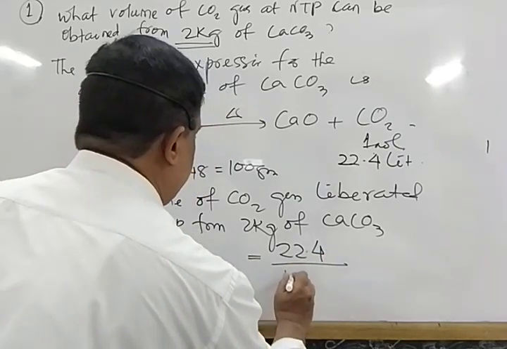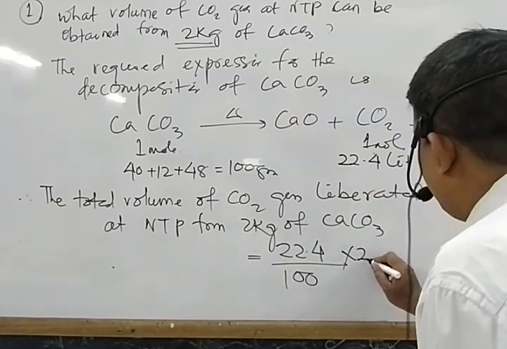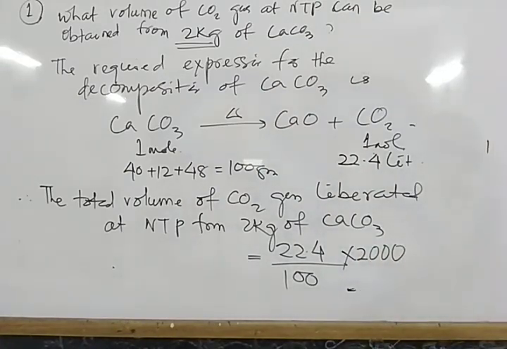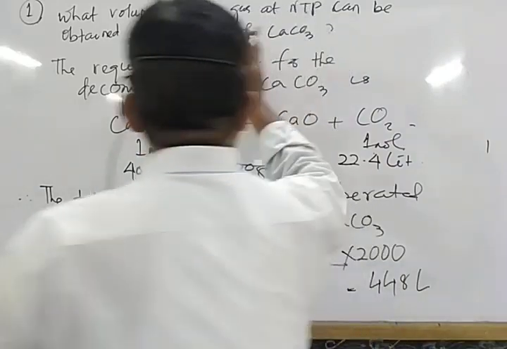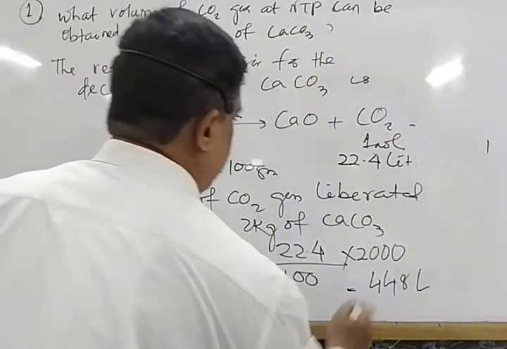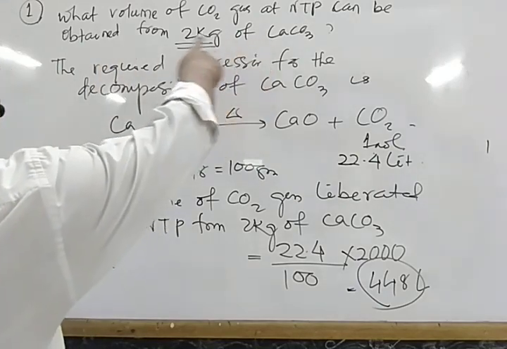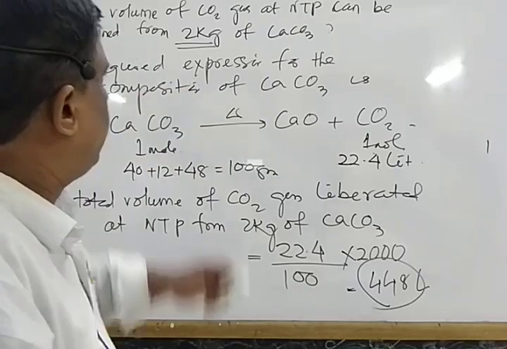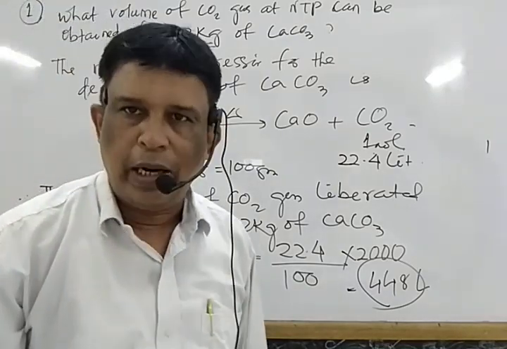22.4 divided by 100 into 2 kg, that means 2000 gram. On solving this one, the value is 448 liter. So what volume of carbon dioxide gas will be obtained? 448 liter of carbon dioxide gas is obtained by the decomposition of 2 kg of calcium carbonate.